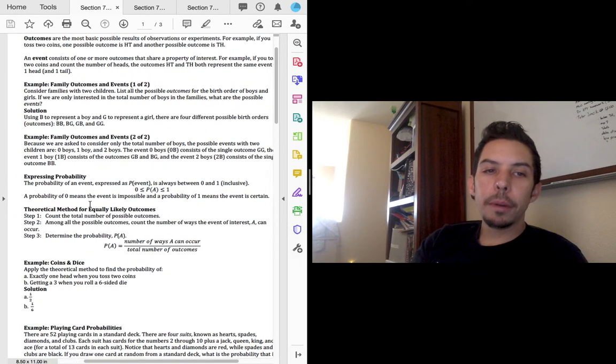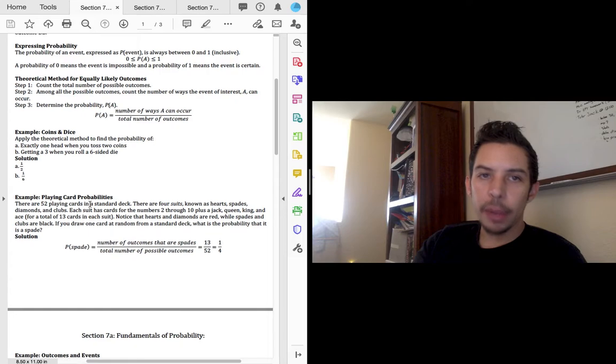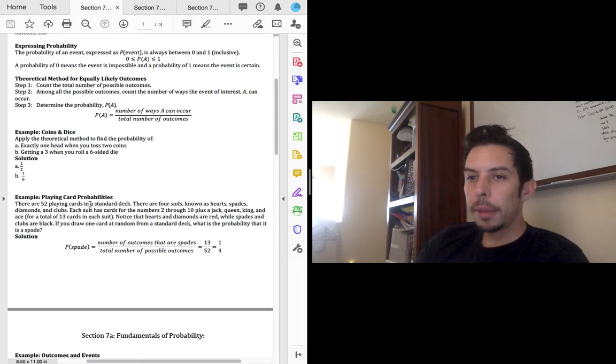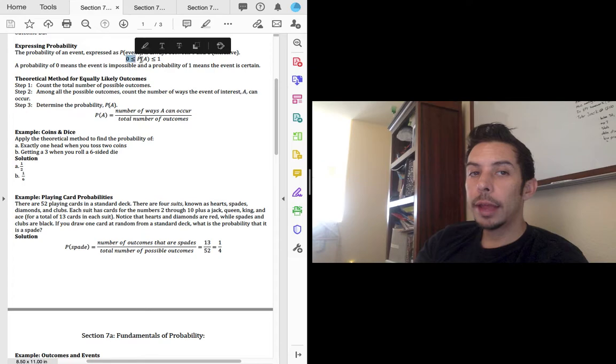As we go deeper into probability, we want to talk about the properties of probability, or how we express probability. Probability is the likelihood that something occurs, so the likelihood of an event happening. And we always express probability as a number between 0 and 1. We can include 0 in that calculation. We can include 1 in that calculation.